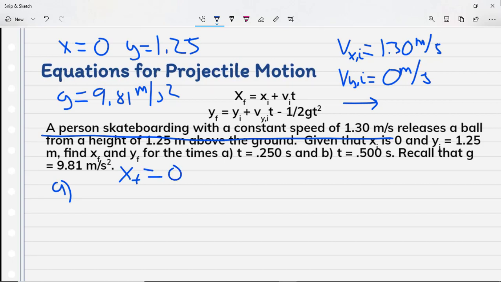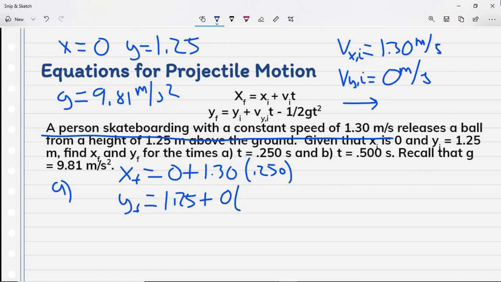Our initial x position is 0 plus our initial velocity, 1.30, times our time, 0.250. To solve for y, our initial y is 1.25 plus the velocity initially in the y direction, which is 0, times time, minus 1/2 times 9.81. Those cancel. And now we can just plug our numbers in and solve for our unknown.